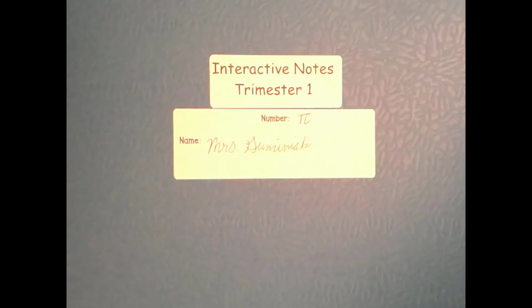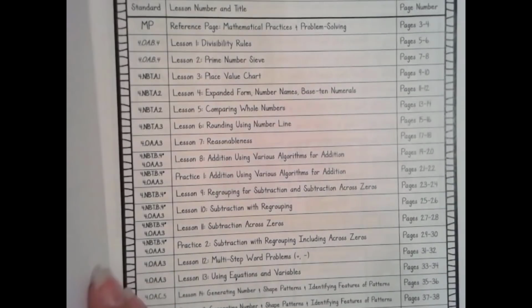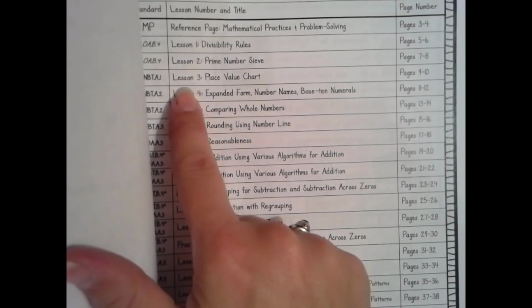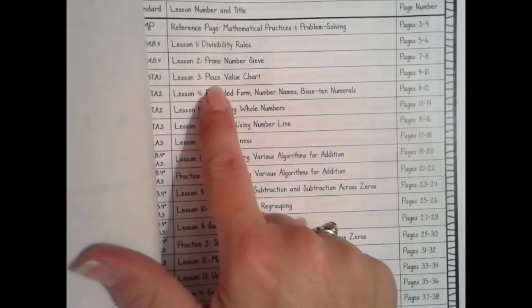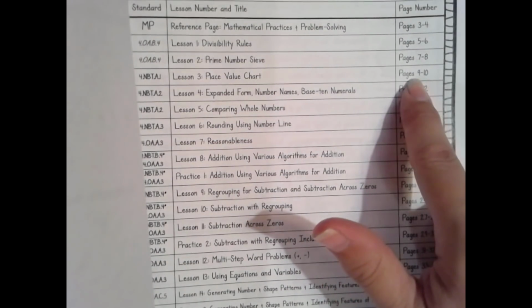Welcome to Lesson 3 of our interactive notes. We turn to our table of contents. Lesson 3 is our place value chart, and that's going to be on pages 9 and 10.